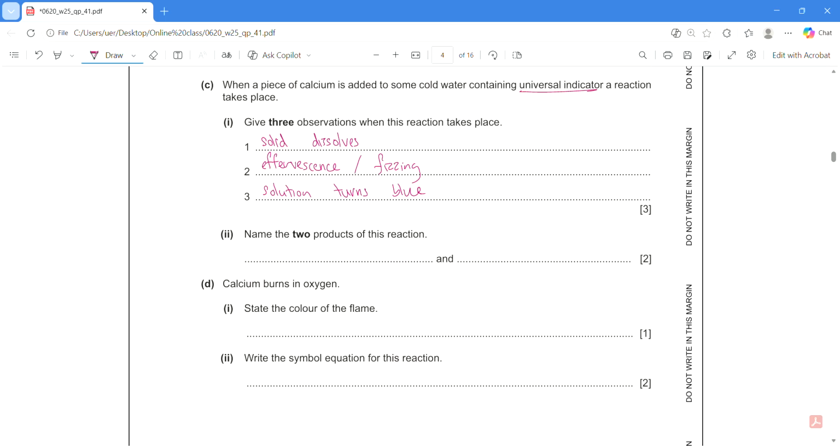Okay, C2. Name the two products of this reaction. Oh, I just told you guys. First one, calcium hydroxide. And the second one is hydrogen gas.